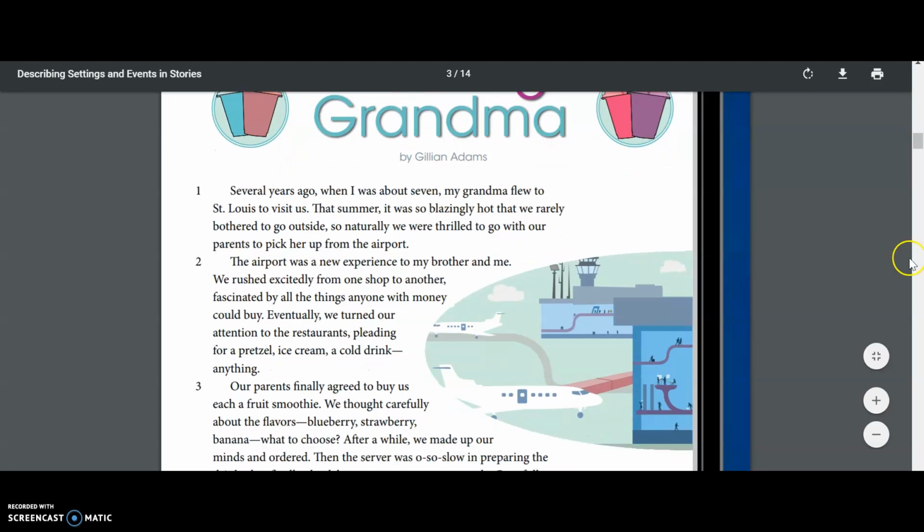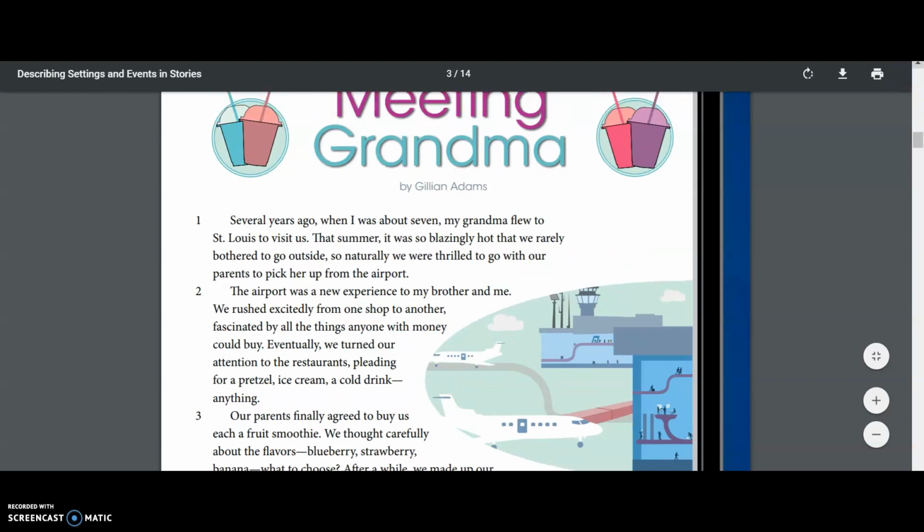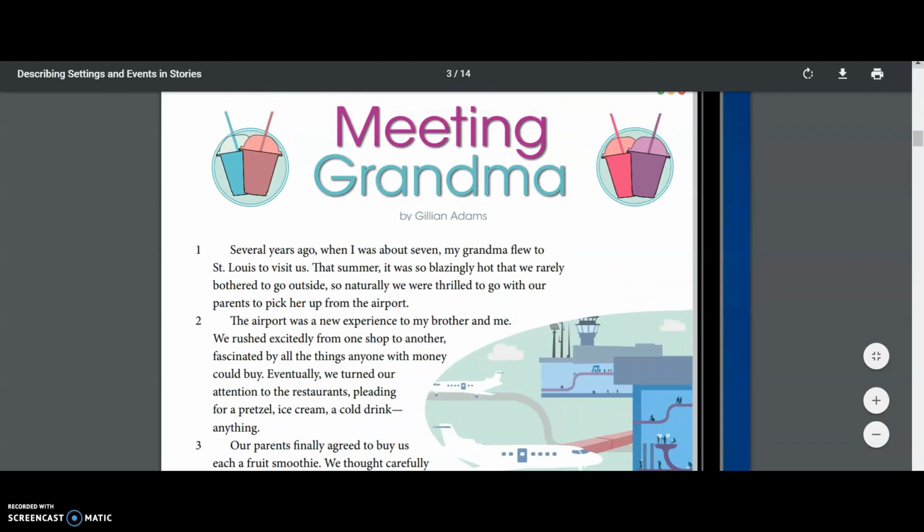It says Meeting Grandma. Sorry if you can't see it. Let me move my screen a little bit. Okay. It is called Meeting Grandma. If we just think about that right there, think of some places where you might meet or pick up a relative. We're trying to get our brains thinking about what we're about to read.